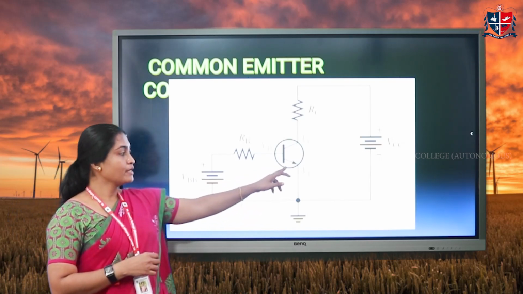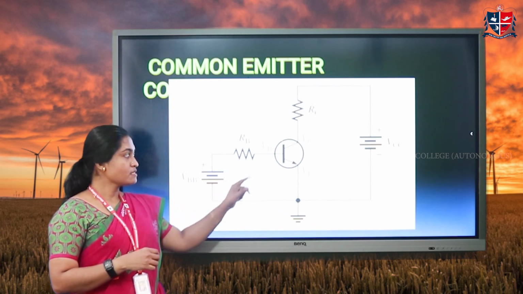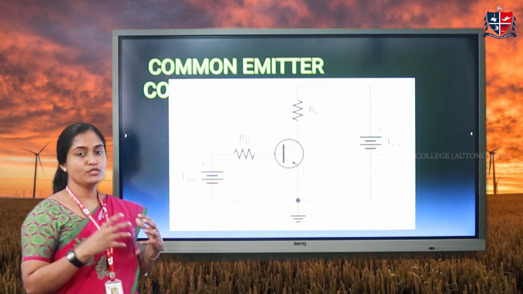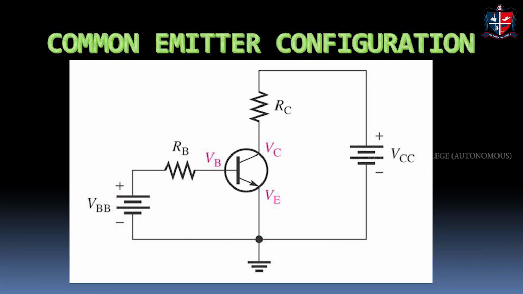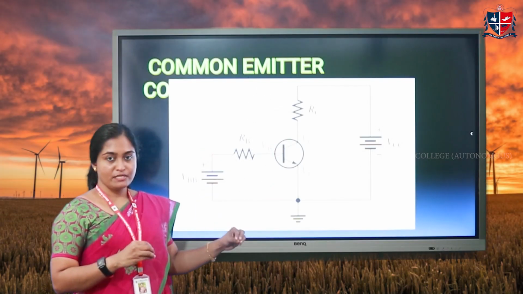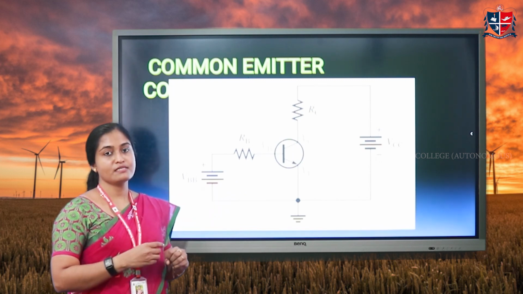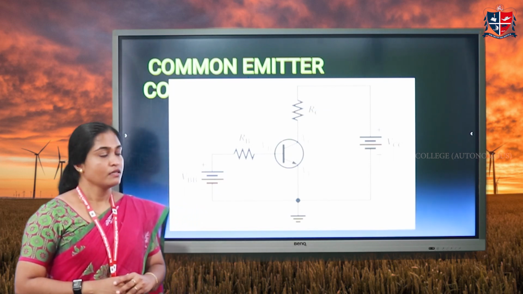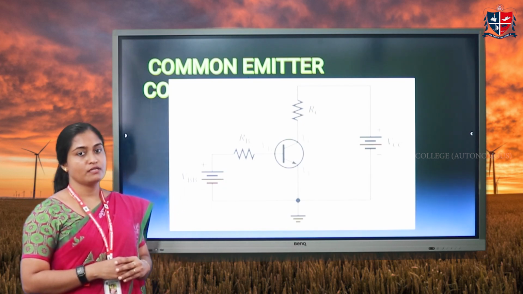Now, the arrow is pointing outwards, so it is an NPN transistor, which means the base side is a P-type semiconductor. In order to forward bias that, it has to be connected to the positive of the battery. The collector side is an N-type semiconductor, so in order to reverse bias it, the collector side has to be connected to the positive of the battery. So this is the common emitter configuration.